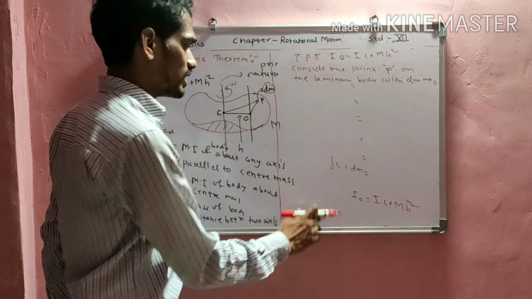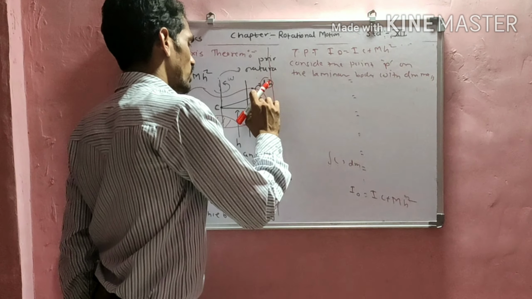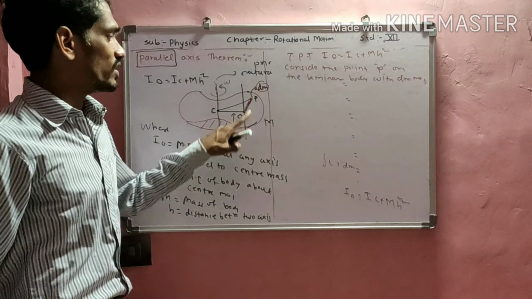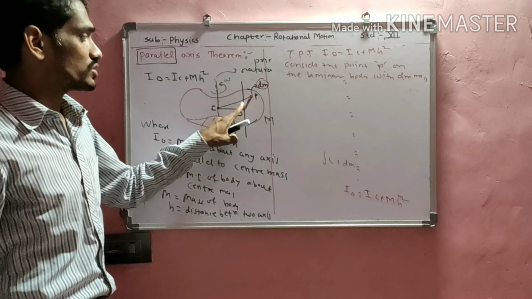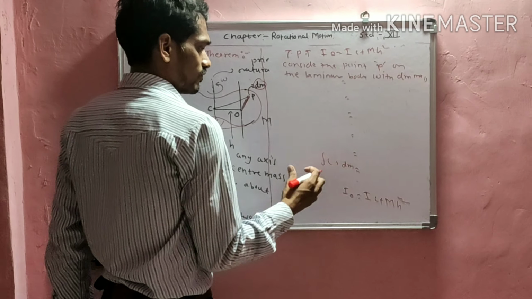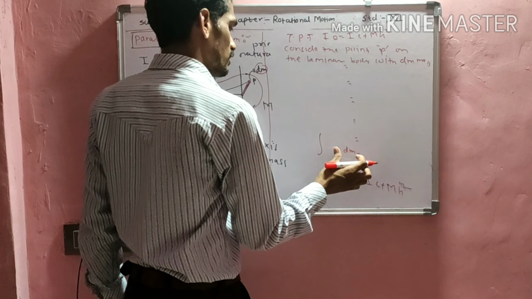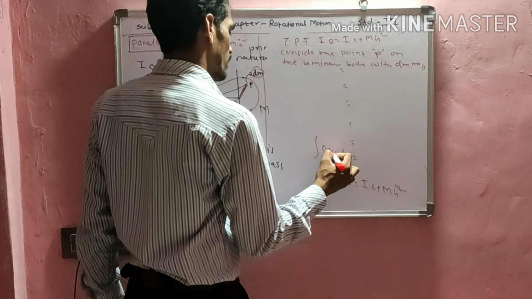Simply r square, integration of what? Distance. What about the perpendicular distance over here? This is our perpendicular distance whenever we consider this axis. So we will end up on integration of something dm. What will come? Raise your hand. That should be our OP square.